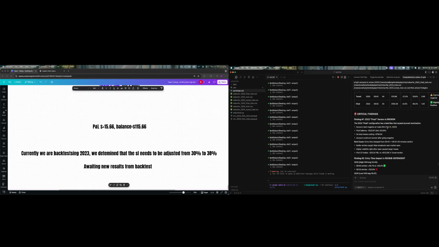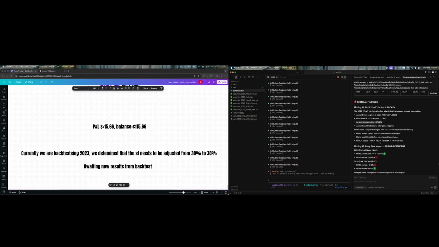The account went negative at trade 34, right? Final balance was 238, 44 stop loss costing 764.54. The account could not recover after going negative. Root cause: the entry time changed from 9:45 to 9:35, 10 minutes earlier. Earlier entries caught false breakouts near market open.